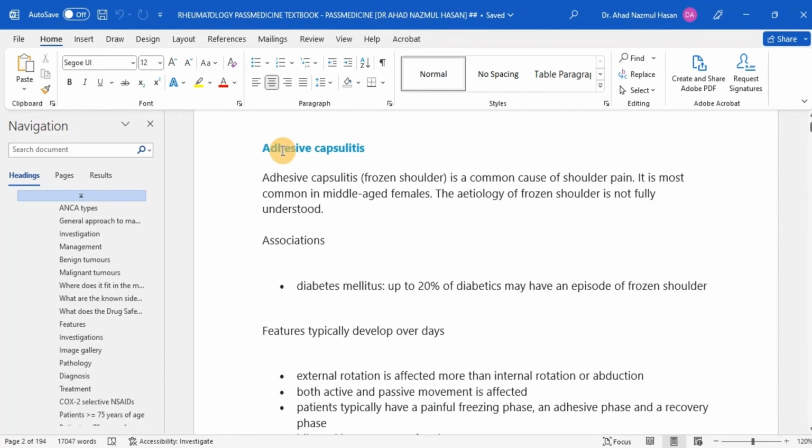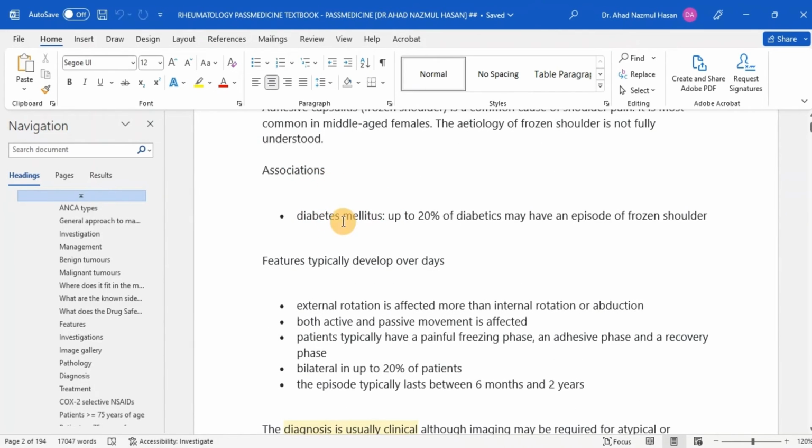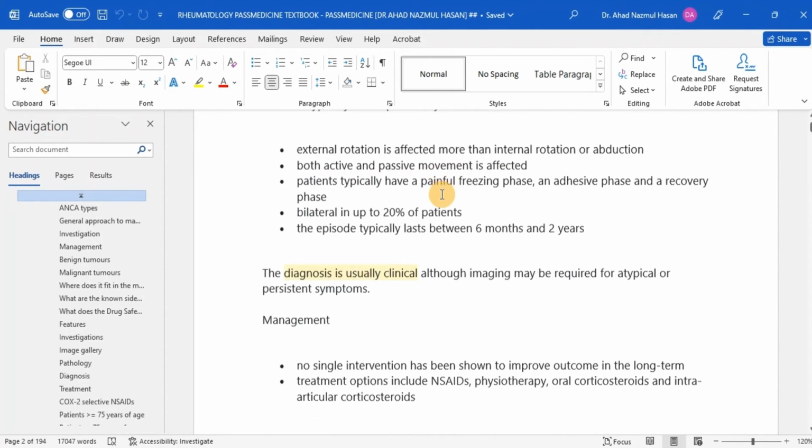So the first topic is adhesive capsulitis, which is also known as frozen shoulder. You need to go through the overview: it is most commonly seen in middle-aged females, and the association is with diabetes. If we consider the features, external rotation is more commonly affected, both in active and passive movement.